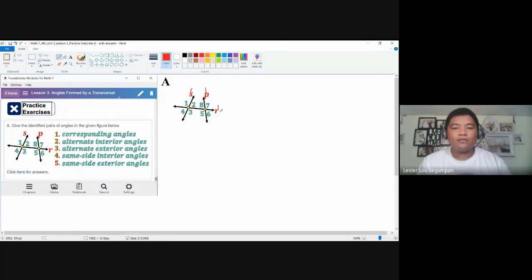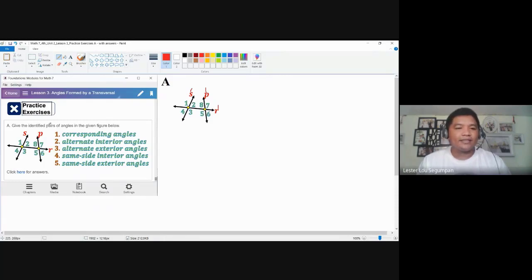But only one of these three lines is considered to be a transversal line, and that is actually line R, because line R intersects line S and line P at two different points. Now that we have line R as our transversal line, we have formed eight different angles here, which I labeled with angles 1, 2, 3, 4, 5, 6, 7, and 8.